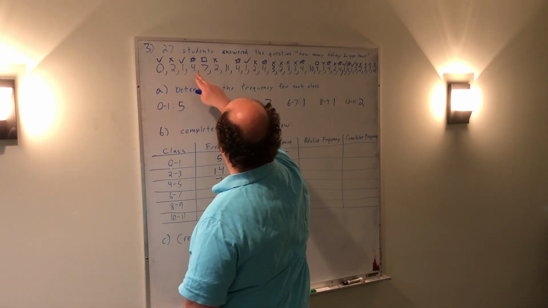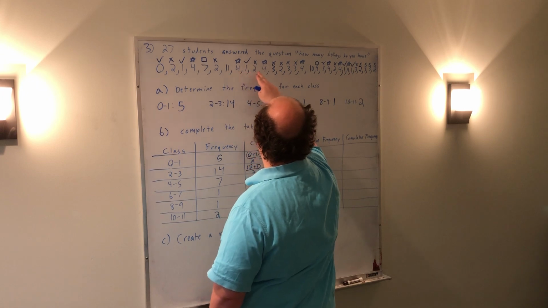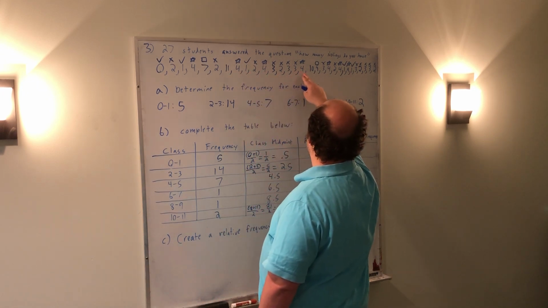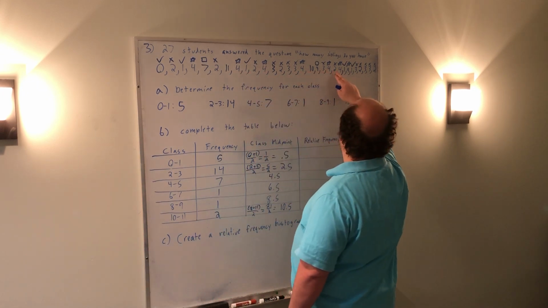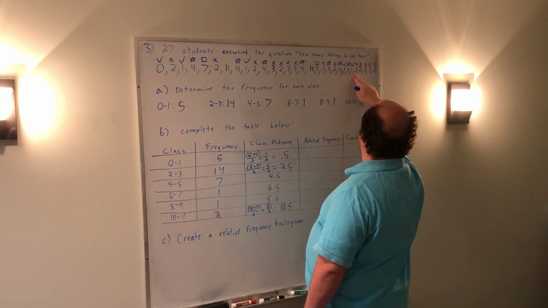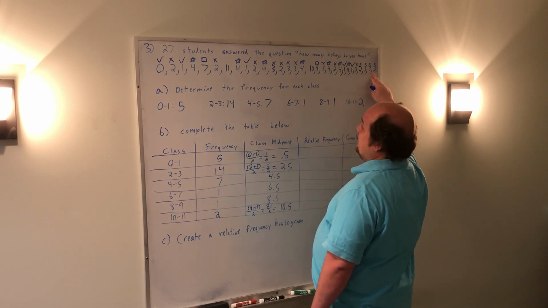1, 2, 3, 4, 5, 6, 7, 8, 9, 10, 11, 12, 13, 14, 15, 16, 17, 18, 20, 21, 22, 23, 24, 25, 26, 27, 28, 29, 30.